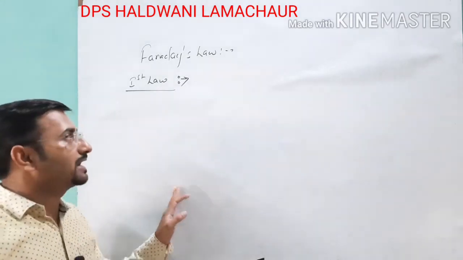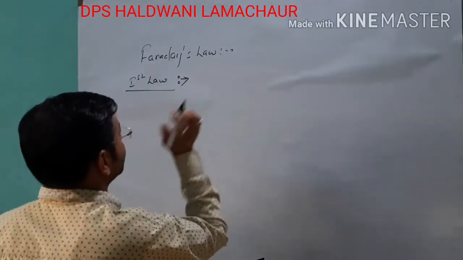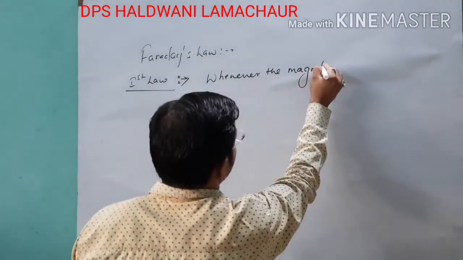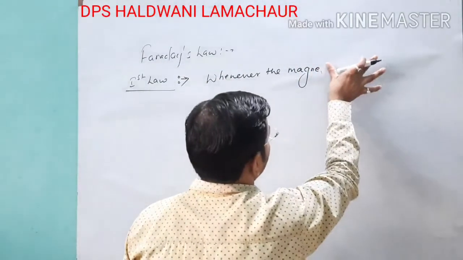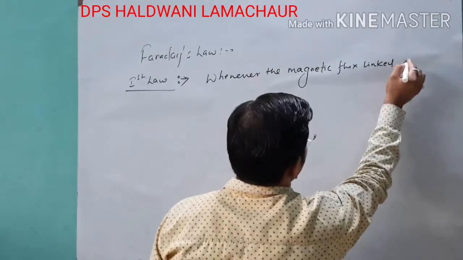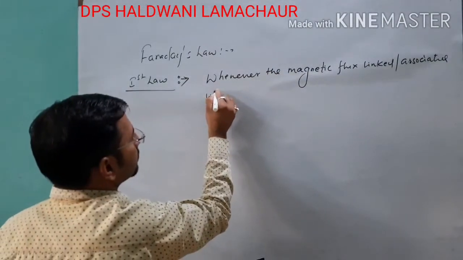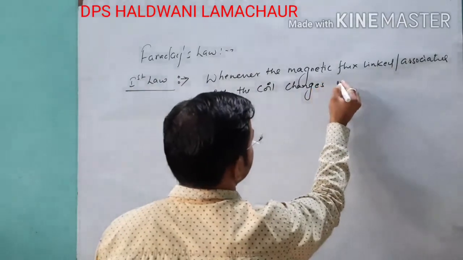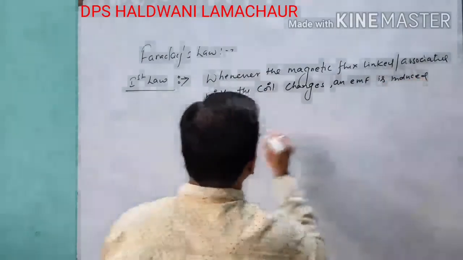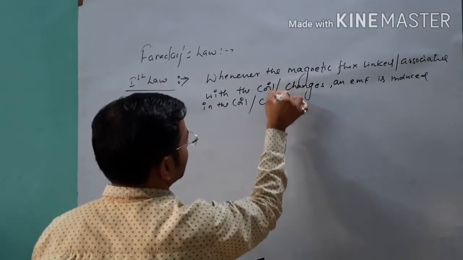तो ये सब चीजें वन बाय वन डिस्कस करते हैं। पहले यहाँ पे स्टेटमेंट लिखते हैं फर्स्ट लॉ का। So according to first law, we can say that whenever the magnetic flux linked or associated with the coil changes, an EMF is induced in the coil, or you can say circuit also.